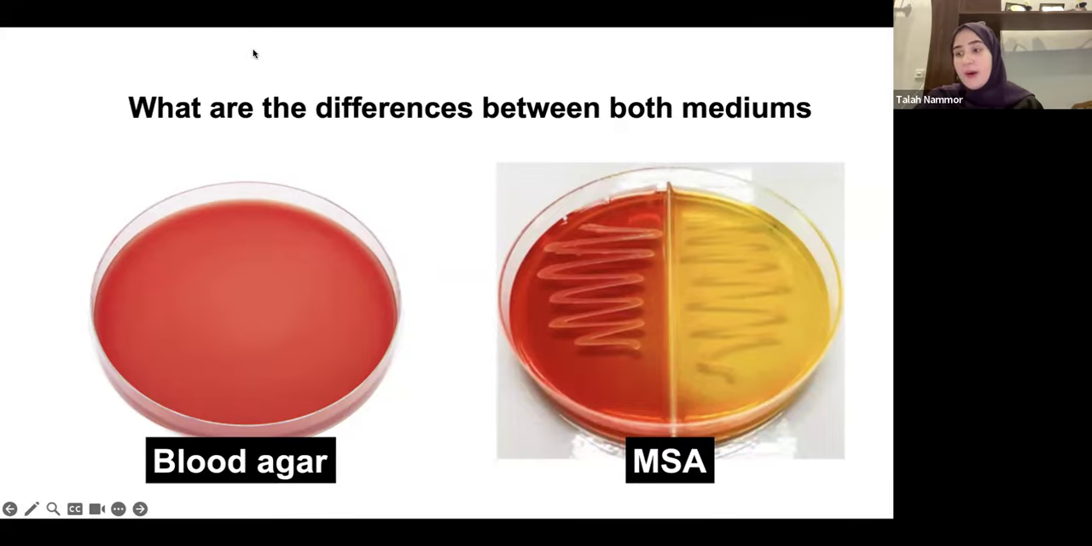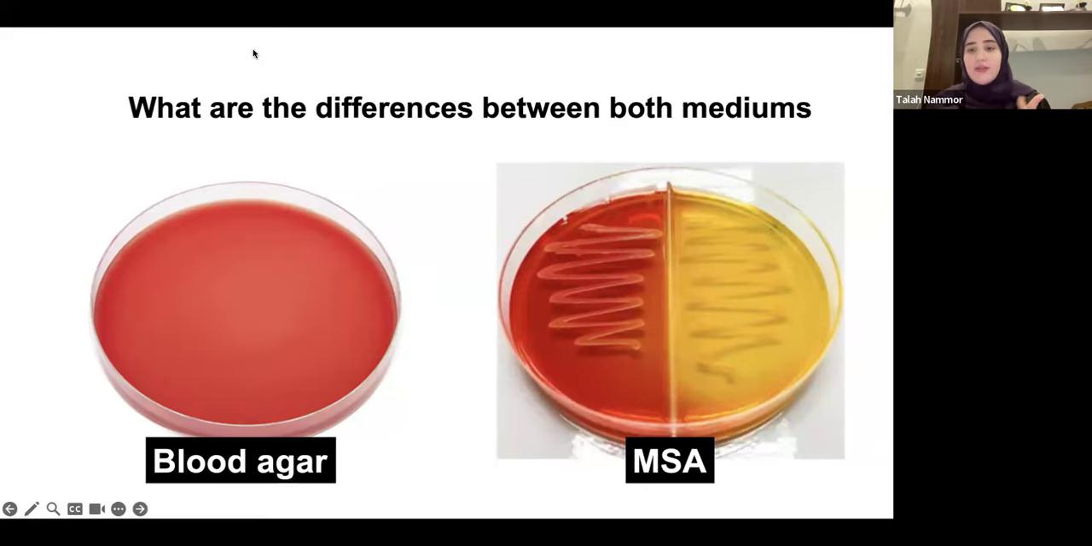What about blood agar? Only differential. Exactly. So blood agar is only differential and it's enriched. What do we mean by enriched? That it has nutrients and specific chemicals that help specific organisms live on it. Okay? So it's enriched and differential. So it helps us differentiate between the organisms that grow on it. تمام? While on the other hand, MSA is selective and differential.